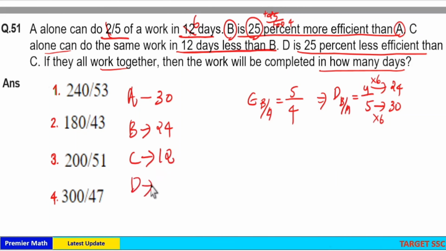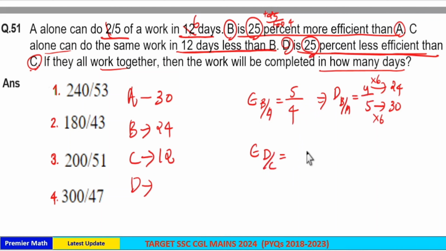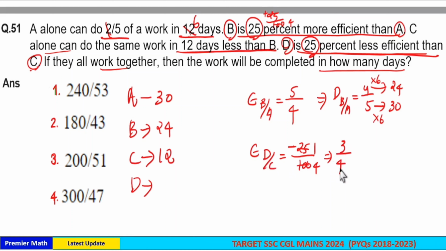Now D is 25% less efficient than C. So this is the efficiency ratio of D and C. D is less efficient than C, so the efficiency of D by C ratio is 25% less, which means minus 25 by 100, which is minus 1 by 4. Minus 1 by 4 means 4 minus 1 is 3 part divided by 4 part. That is, the efficiency ratio of D and C is 3 by 4.